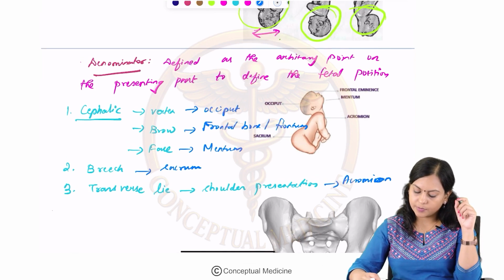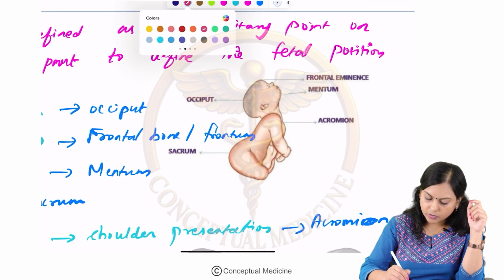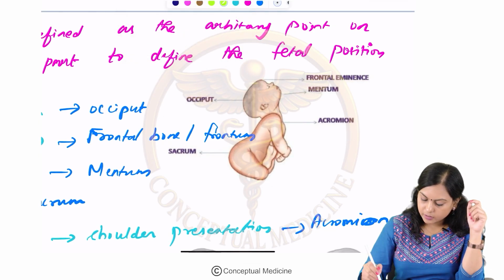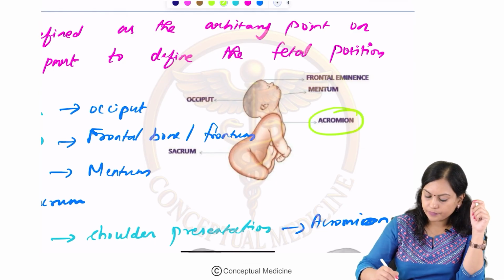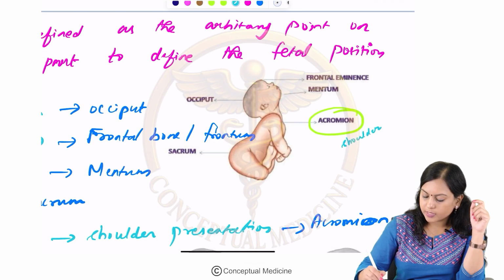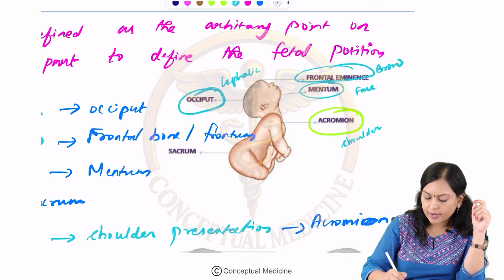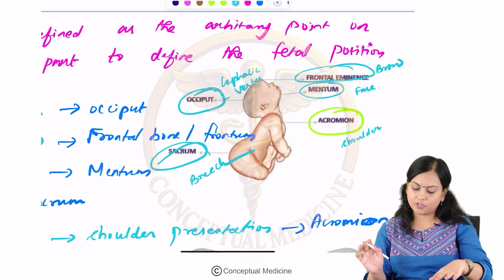So this picture shows the various denominators. You are able to see the various denominators here. Acromion is the denominator in case of shoulder presentation, mentum in case of face presentation, frontal eminence in case of brow presentation, occiput in case of cephalic vertex presentation, and sacrum is the denominator in case of breech or podalic presentation.